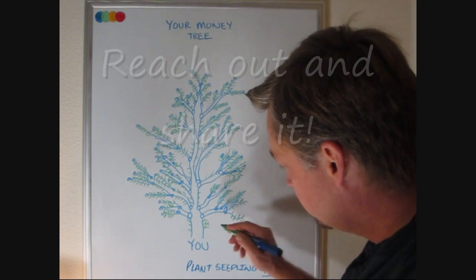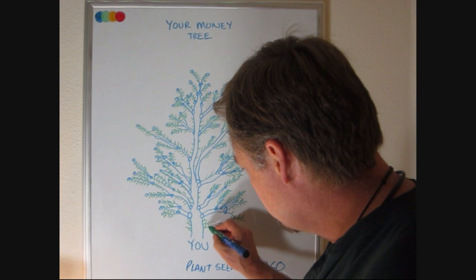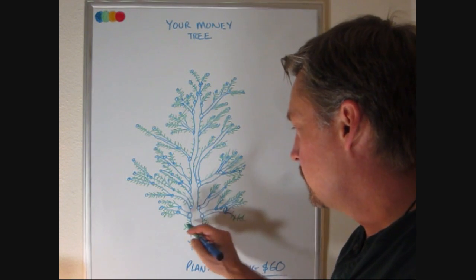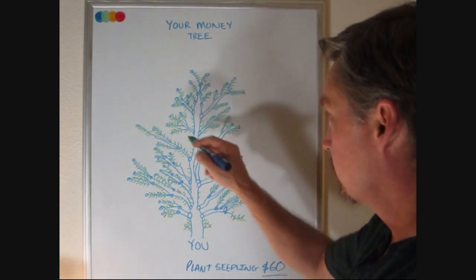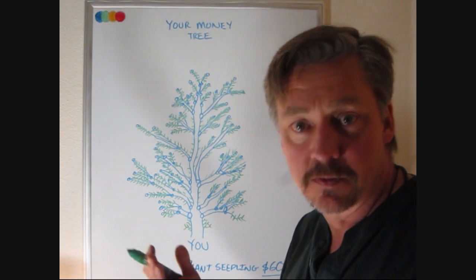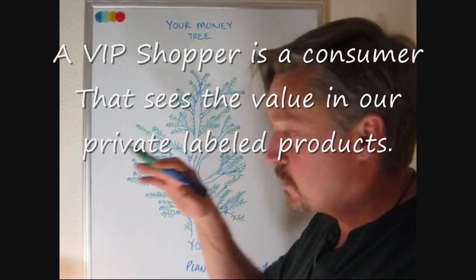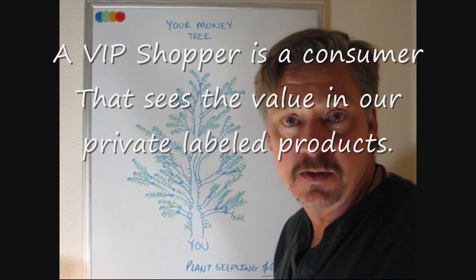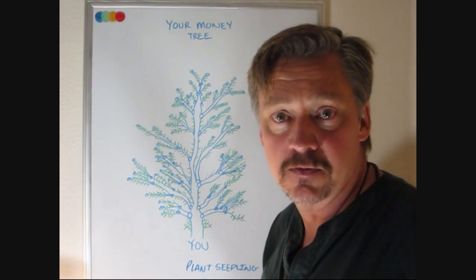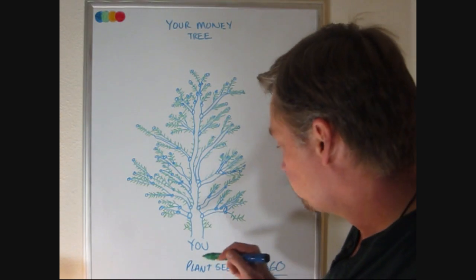Each of these little green leaves here that I've drawn on the trunk of the tree even, and that might be one of those little sucker branches that grows extra VIPs there. But each of those little green dots or leaves on this tree diagram here is a VIP shopper. It's a consumer that sees the value in our private labeled products and the great prices, everyday prices, that they can walk into the store anytime and get a great deal without buying a huge box or case of something. So each of the leaves on this tree represents a shopper.